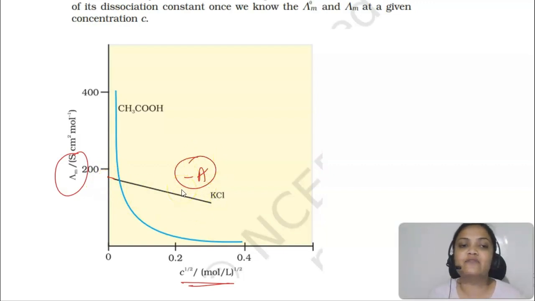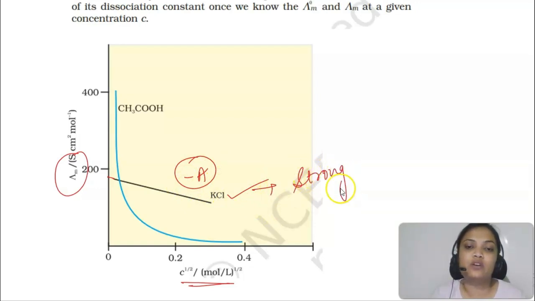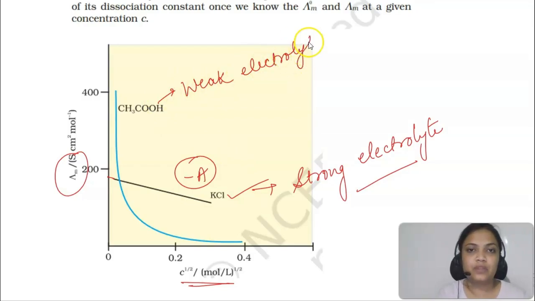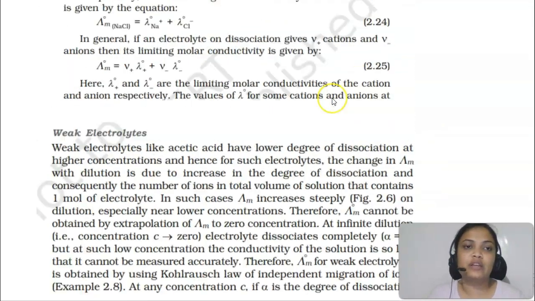You can see the negative slope in this case for KCl, which is a strong electrolyte. Okay, we are talking about strong electrolyte. The other graph is for weak electrolyte, which is acetic acid, that we will also discuss. So this happens for the strong electrolyte.